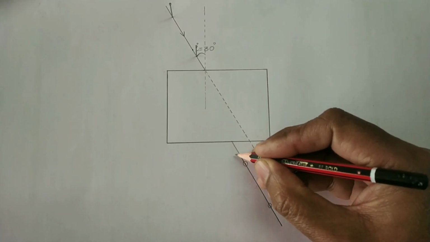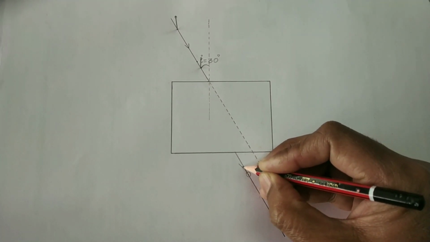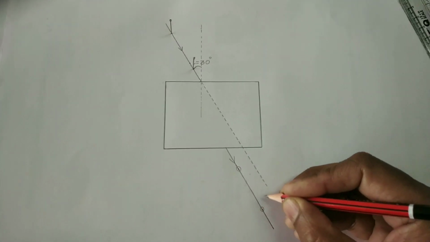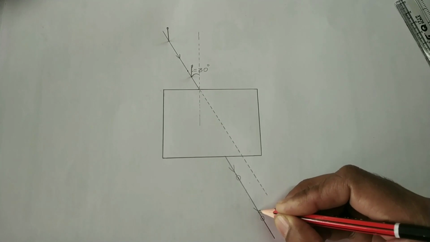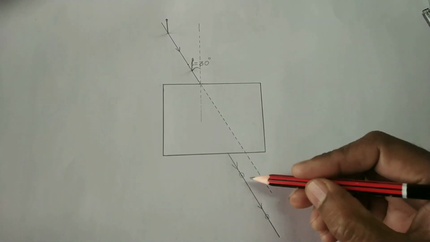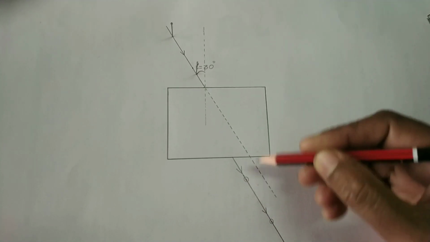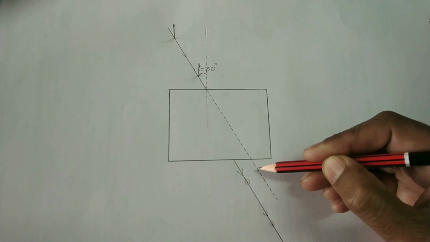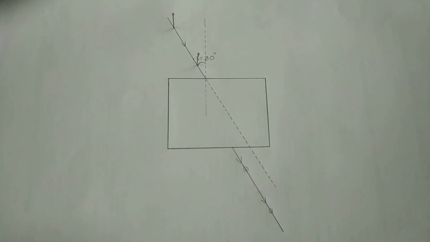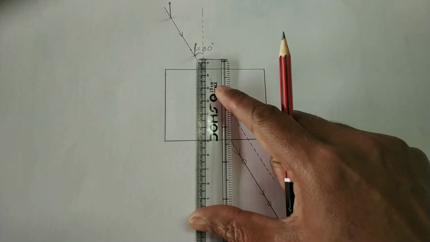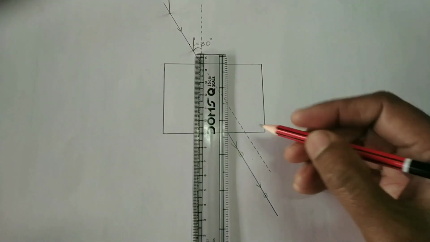So what we have observed is that when the ray is incident obliquely on a glass slab, then it gets laterally deviated. This is obviously due to the refraction of light. Quantitatively or analytically, the perpendicular distance between the incident ray when produced and the emergent ray, that is what we call as the lateral shift.